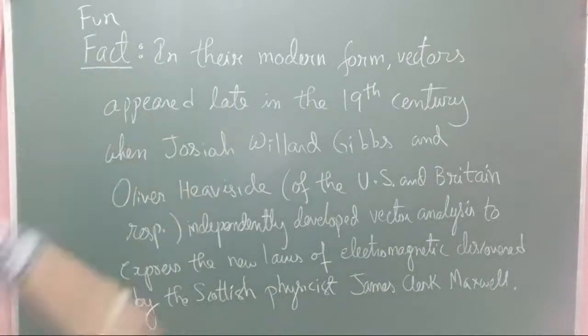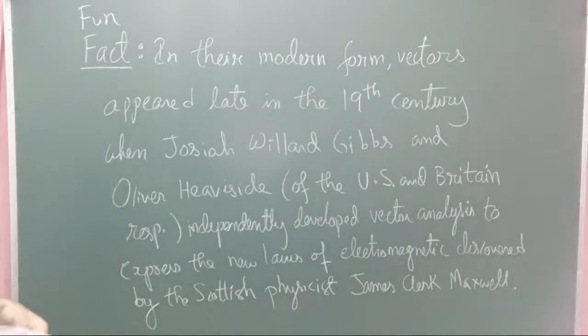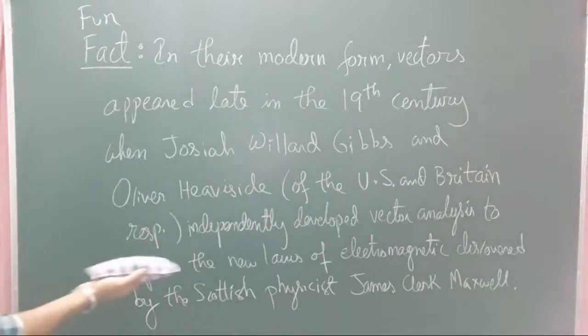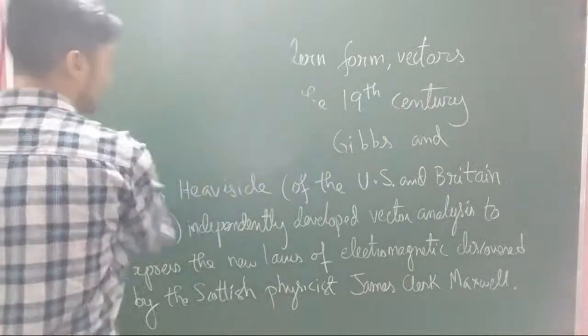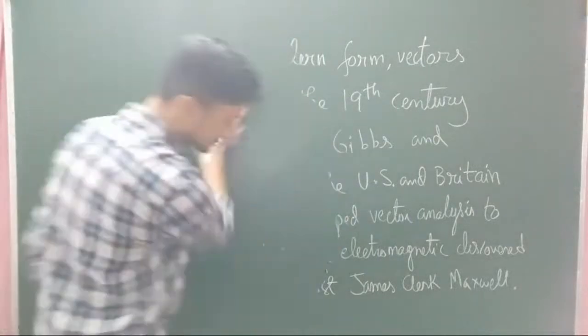Modern vectors actually appeared late in the 19th century. Josiah Willard Gibbs and Oliver Heaviside of the US and Britain independently developed vector analysis to express the new laws of electromagnetism, discovered by Scottish physicist James Clerk Maxwell. Of course, I think you are familiar with the name Maxwell in physics, class 12 physics. Electromagnetism starts with magnetism and all those units.